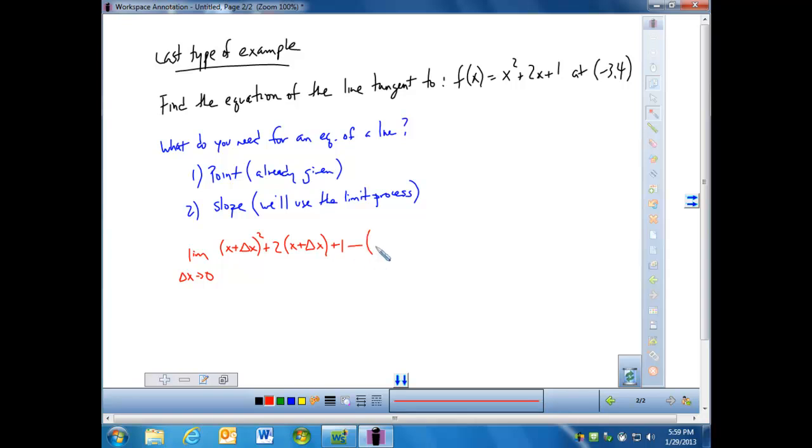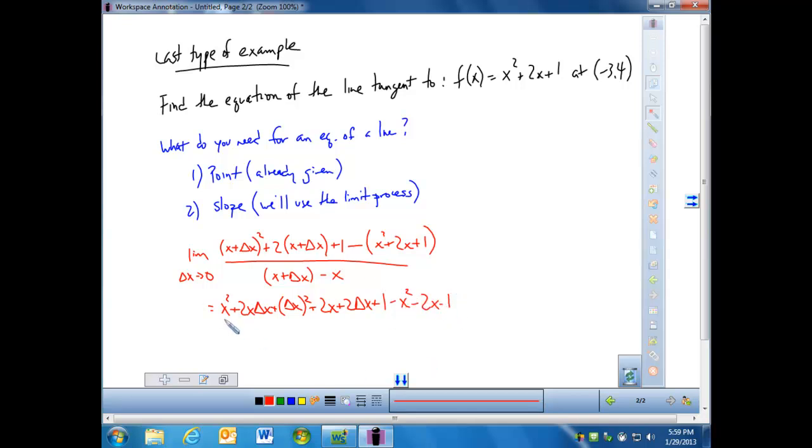And I'm subtracting just the function itself from that. All of that, of course, over x plus delta x minus x. Been through this a number of times. Let's expand that out. Have all of these terms that we get when we do all of that expansion. Be careful with this. Be careful with distributing. Be careful with running a negative sign through a parenthesis. Those are all little mistakes that can really mess you up.